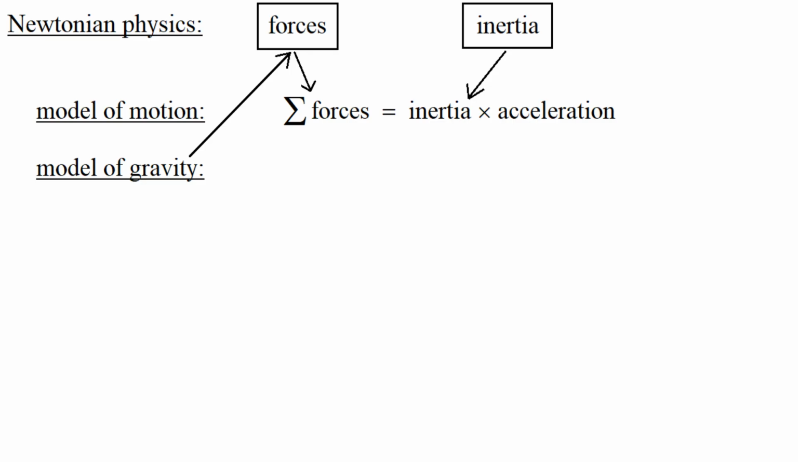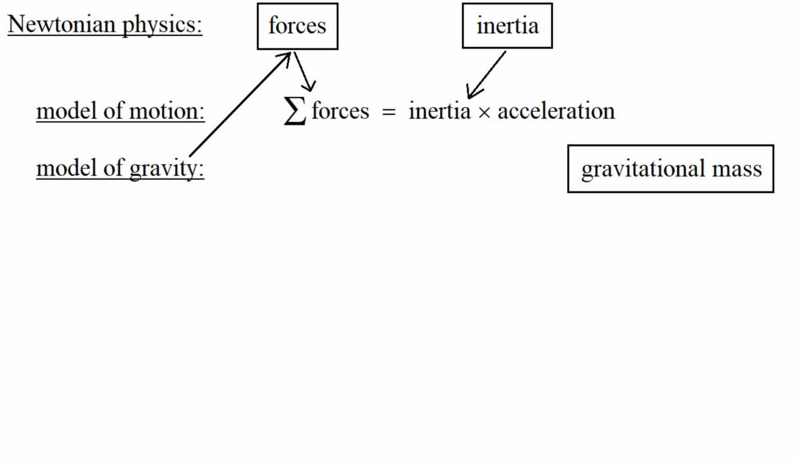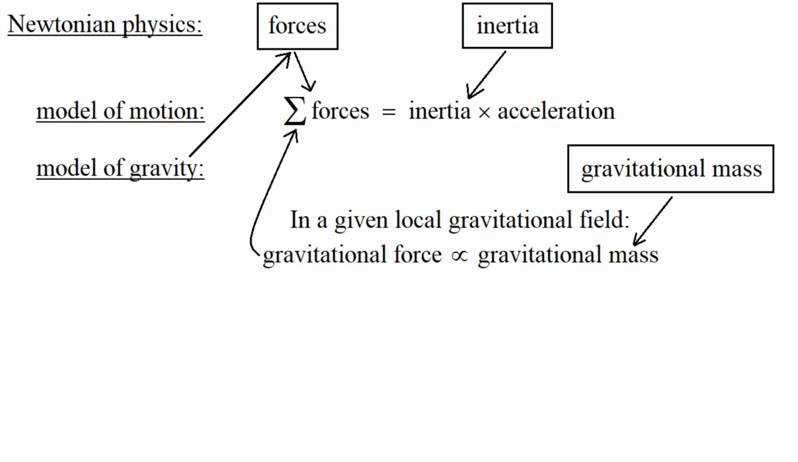And one way we can formulate our model of gravity is as follows. We have a concept of gravitational mass, and again, gravitational mass is an inherent property of an object. It doesn't change with the object's motion or with the gravitational field that the object lies in. But the actual gravitational force that the object experiences can depend on the gravitational field that the object is in. But what our model says, roughly speaking, is that in a given local gravitational field, where one could place a variety of different objects with different gravitational masses, the gravitational force on an object is proportional to the object's gravitational mass. And we refer to the constant of proportionality as the gravitational field strength.